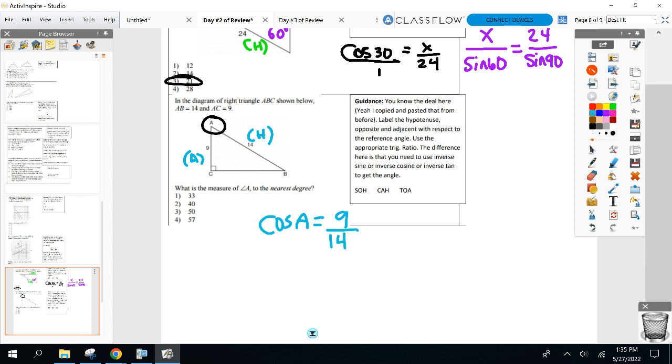What do you guys have to remember when you find an angle? We're not cross multiplying like we did above. I need to go where now in the calculator? I need to use inverse cosine, right? Cosine to the -1 and put in 9 over 14. That is when you find a degree measure. I need to do inverse cosine or sine or tangent.